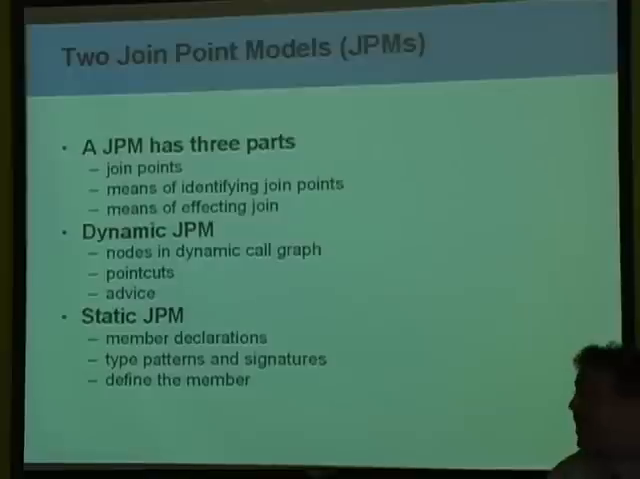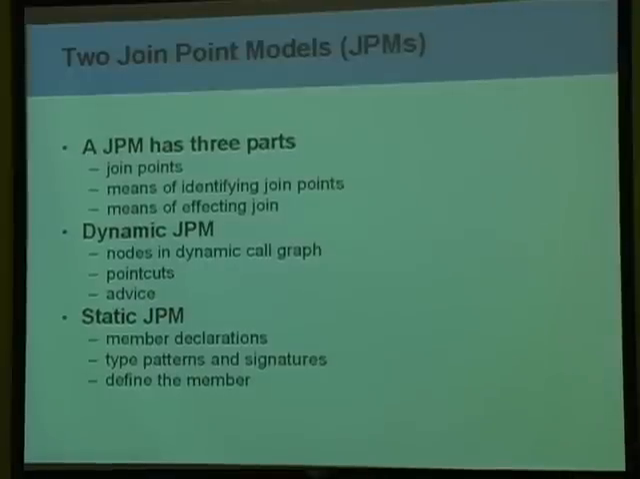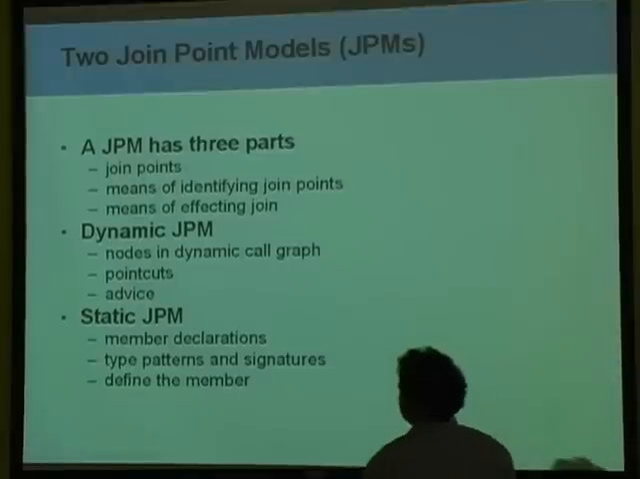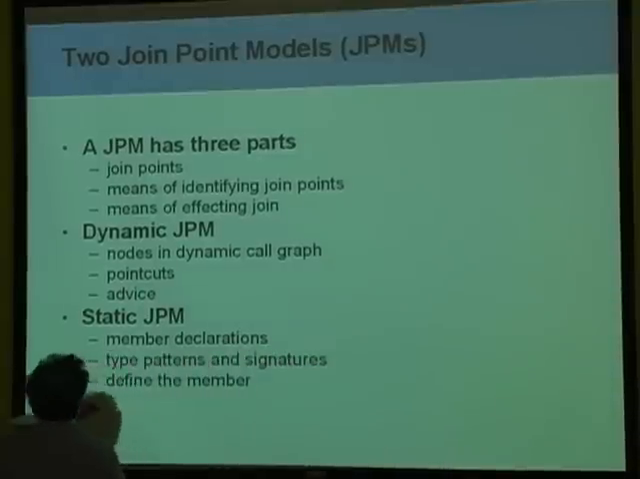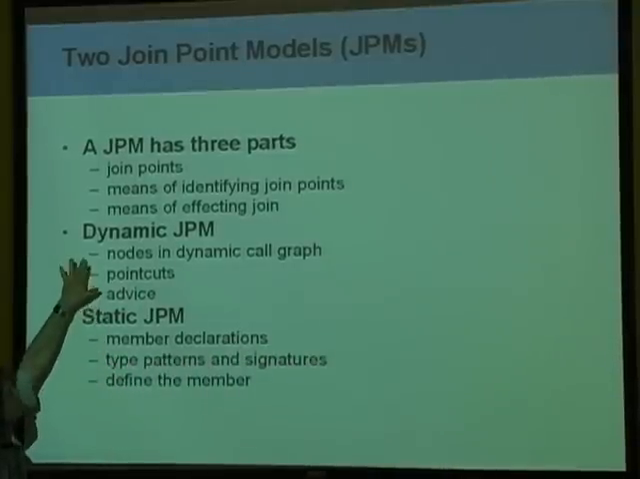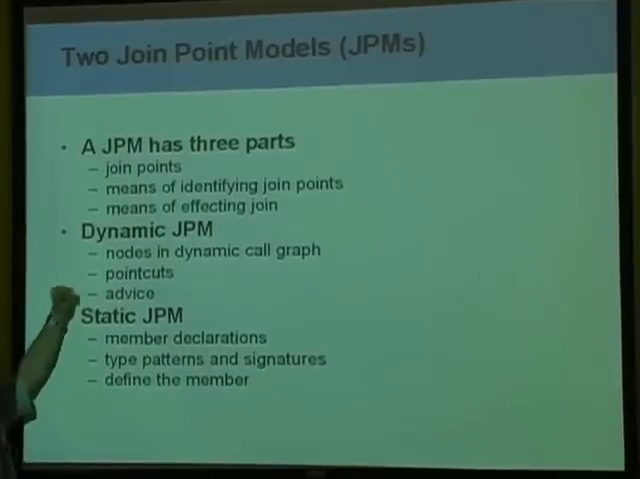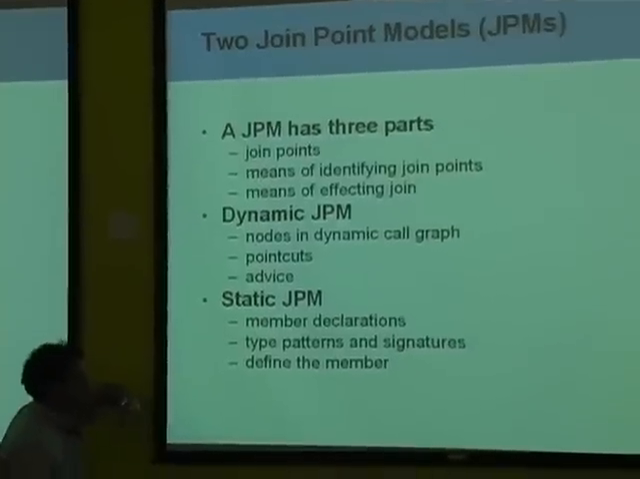So I said before the key idea was join point models. I just go up one level of abstraction a little bit and say that join point models basically have three parts. There's the join points, there's a means of identifying join points, and there's a means of affecting the semantics at join points. There's a typo there. So the first thing I showed you, point cuts and advice, the join points were nodes in the dynamic call graph. The point cuts were the means of identifying them, and the advice was the means of affecting them.